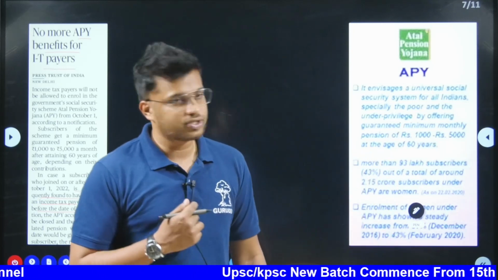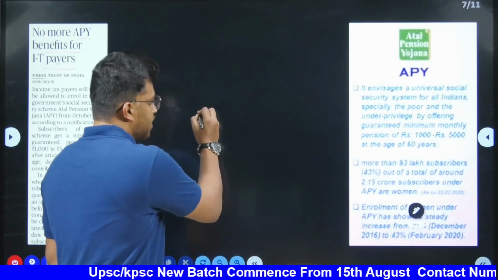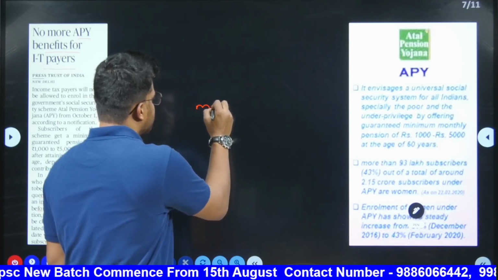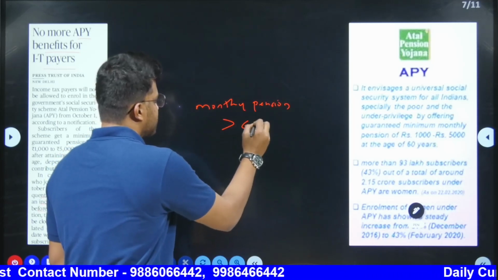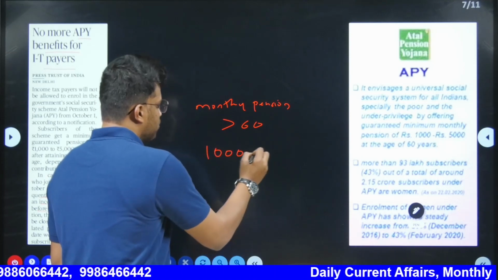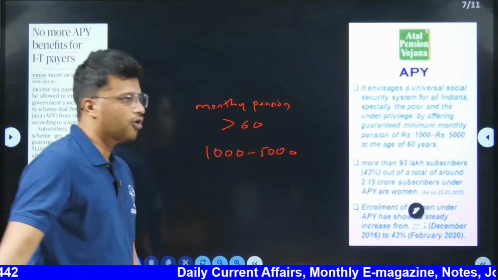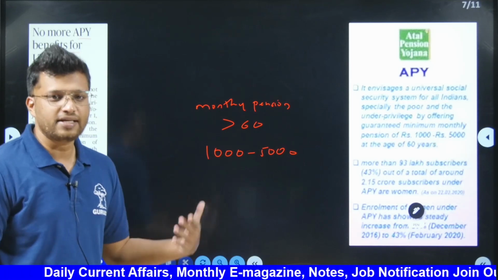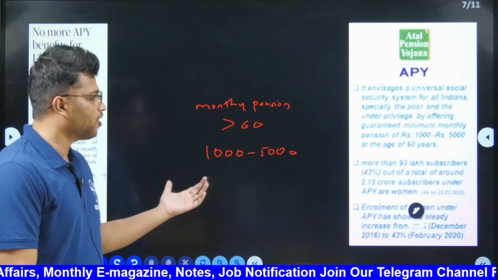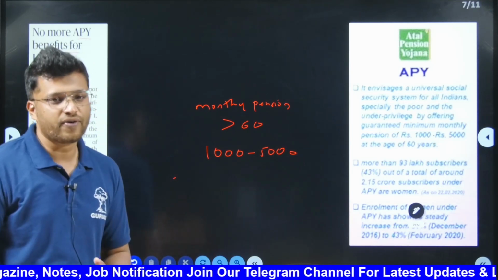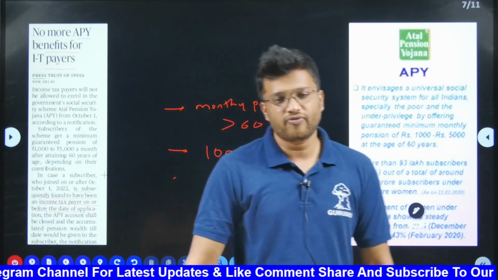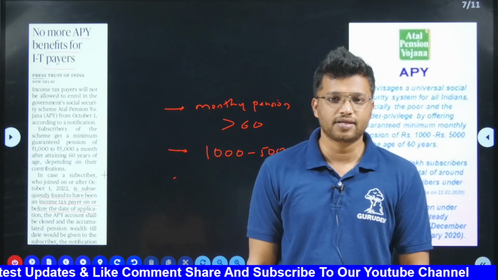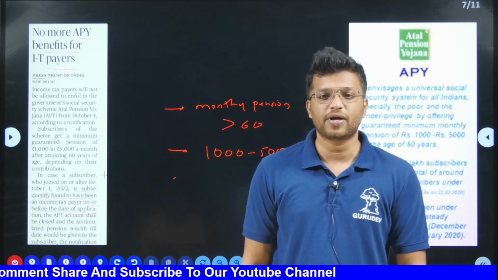What is Atal Pension Yojana? Atal Pension Yojana is for your monthly pension after the age of 60. The monthly pension will be around 1,000 to 5,000 depending on the contribution. What is the contribution initially by the beneficiary? He or she will be getting 1,000 to 5,000 of the pension. So now the government has come out and said that the people who are filing ITRs, that is your income tax returns, are not eligible for the Atal Pension Yojana.